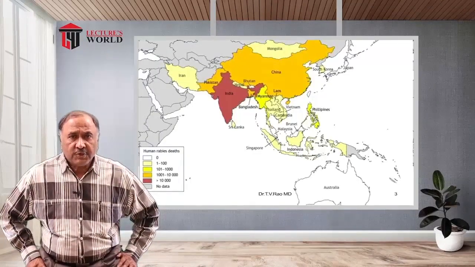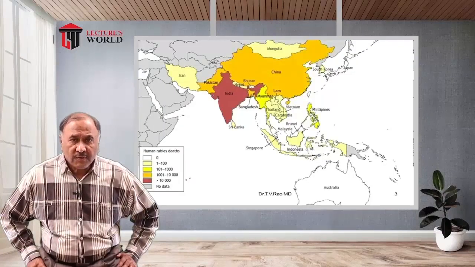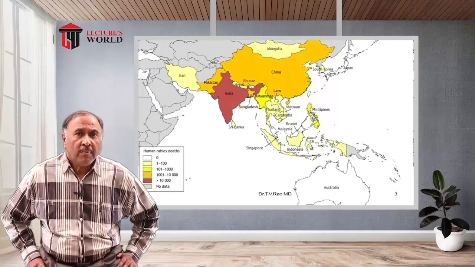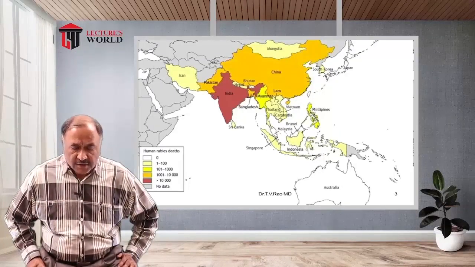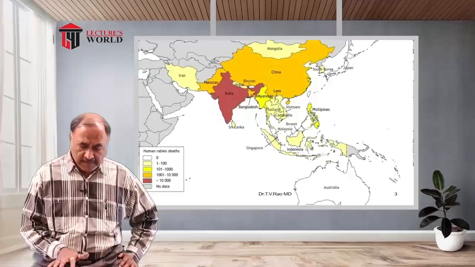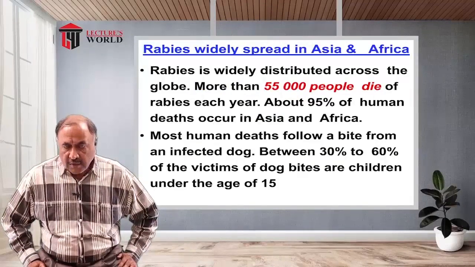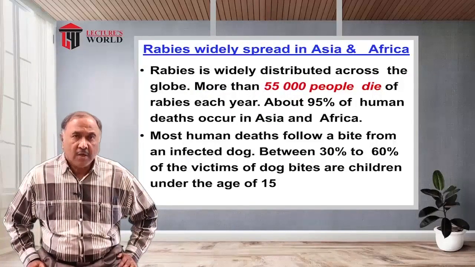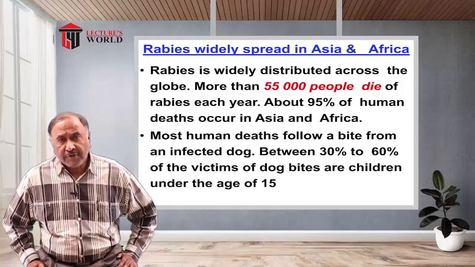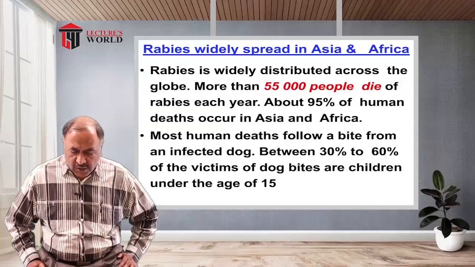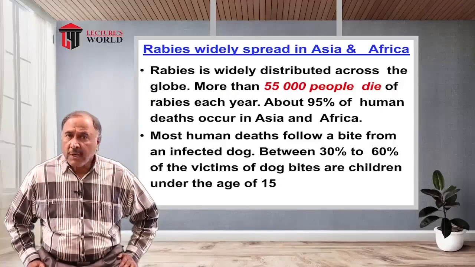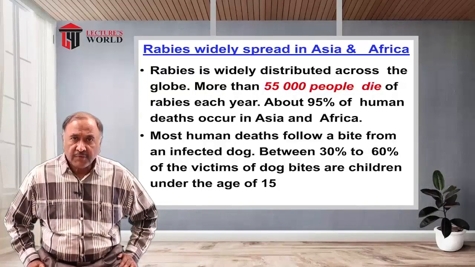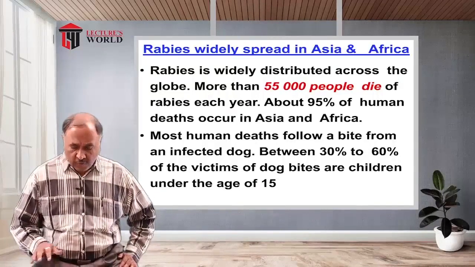The map which is showing here shows that the disease is very much prevalent in India, where there are more than 10,000 deaths on average per year. It is also prevalent in certain other countries, Southeast Asian countries, as well as in China, Pakistan, and Iran. This disease is also widely spread in Africa as well as Asia. All over the world, more than 55,000 people die of rabies every year, out of which about 95% of the human deaths occur in Asia and Africa. Most of the human deaths follow a bite from an infected dog. About 30 to 60% of the victims of dog bites are children below the age of 15.